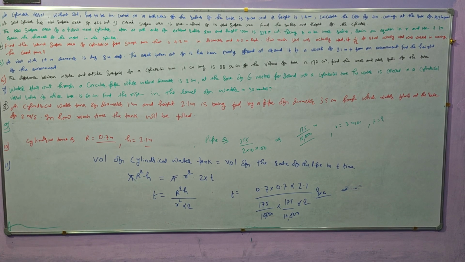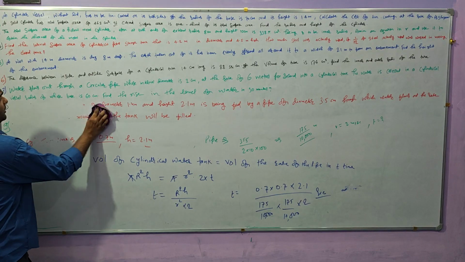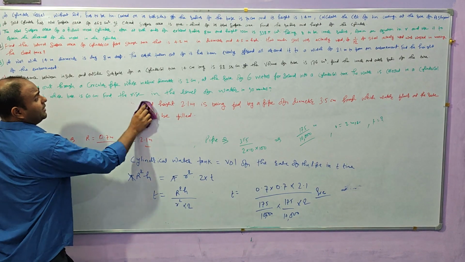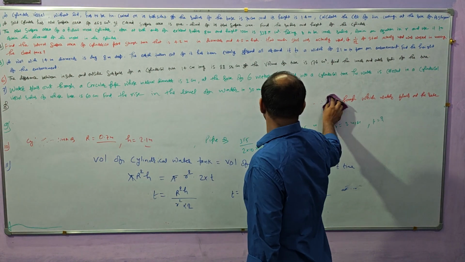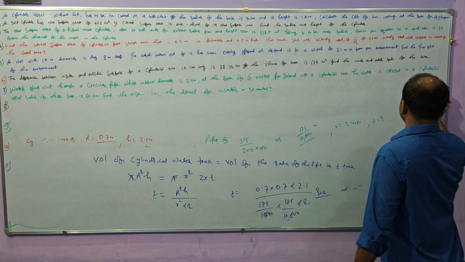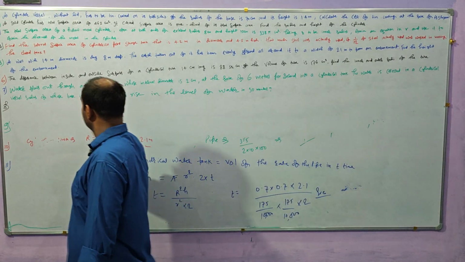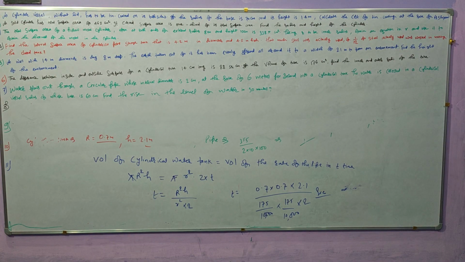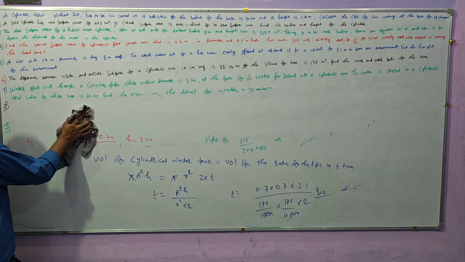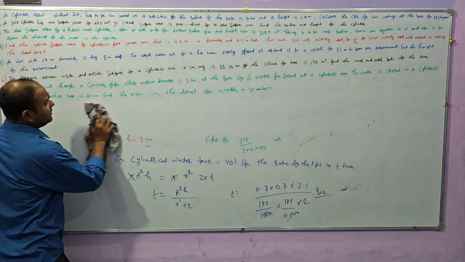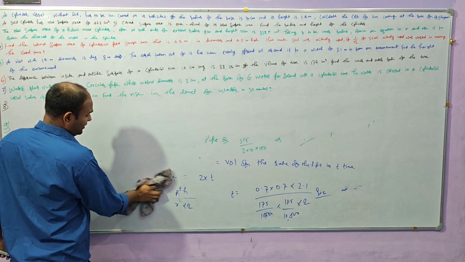Now in another question, water flows out through a circular pipe whose internal diameter is 2 centimeter at the rate of 6 meter per second into a cylindrical tank. The water is collected in a cylindrical vessel, the radius of whose base is 60 centimeter. Find the rise in the level of water in 30 minutes.